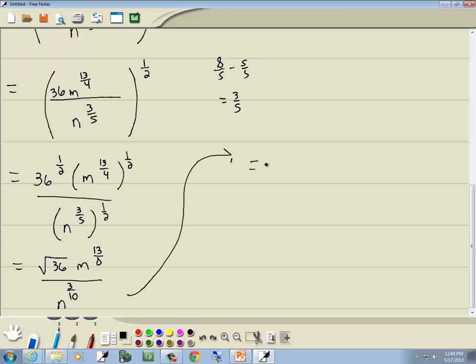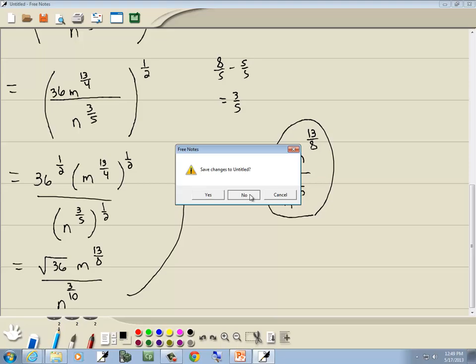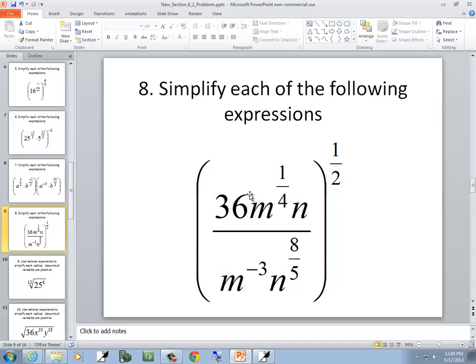Now, square root of 36 is 6, so we can simplify that. So we got 6m to the 13/8 power over n to the 3/10 power. And that's our answer. Go ahead and save that. Let's look at our next problem.